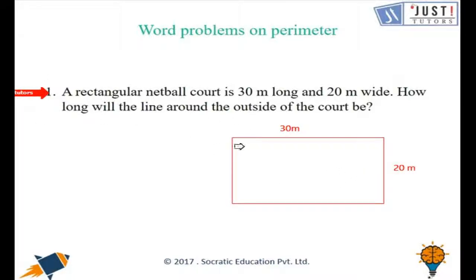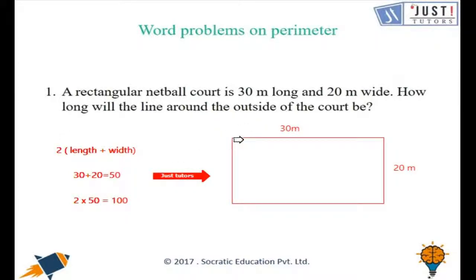So the total length of the line around the outside of this court would be equal to the perimeter of this rectangle, and we know that the perimeter would be 2 times length add width. So the length add width would be 30 add 20, which makes 50, and 2 times 50 would be equal to 100. So the length of the line around the outside of this court would be 100 meters.